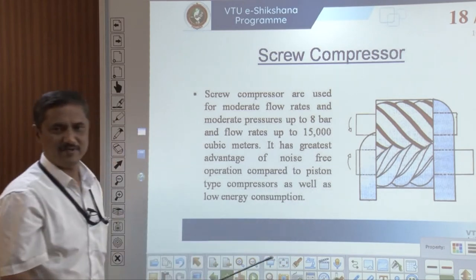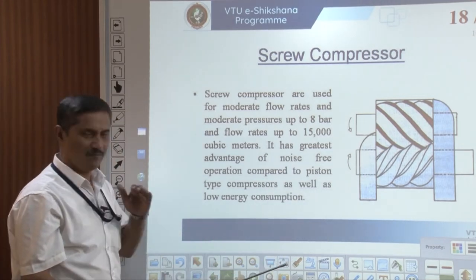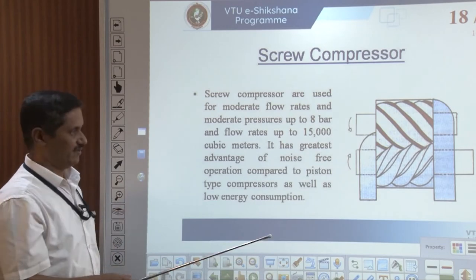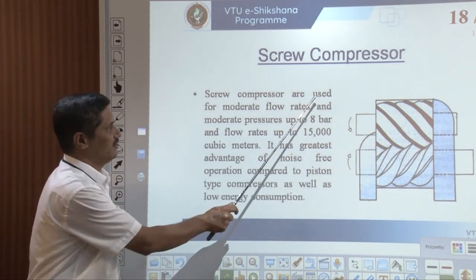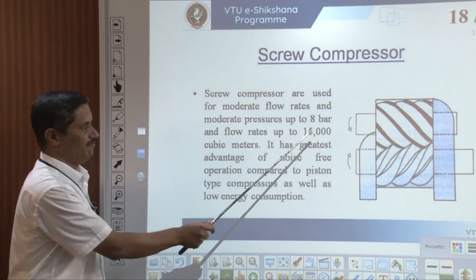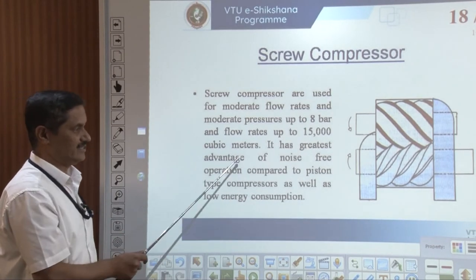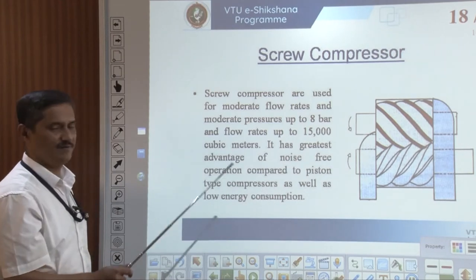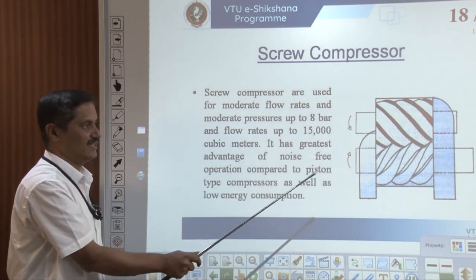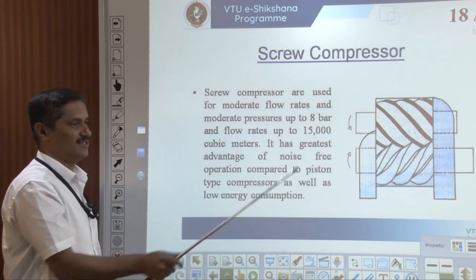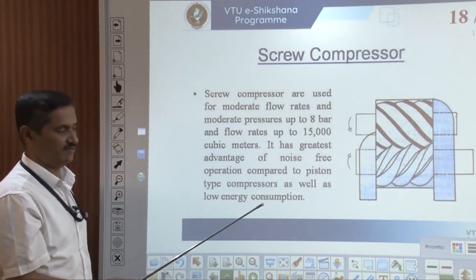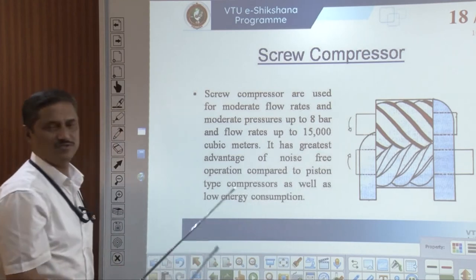In screw compressors, we get a stabilized airflow, so there won't be much fluctuation of the air. You can get a constant pressure delivery here. Screw compressors are used for a moderate flow rate and a moderate pressure, up to 8 bar with a flow rate of 15,000 cubic meters. It has the greatest advantage of noise free operation. They also come with an enclosed chamber, so even when the compressor is running, you won't find any noise in the surrounding areas on the shop floor. That is also a requirement in some companies, noiseless operation of compressors, which can give such an environment.